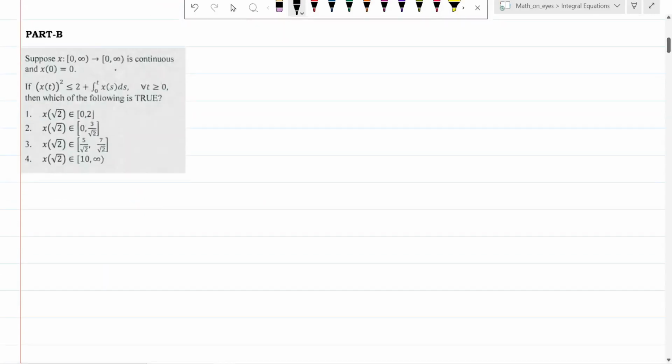The first question: suppose x is a continuous function and x of 0 is equal to 0. It satisfies this inequality. Then we have to find the range of x of root 2. Now we solve the problem by Leibnitz rule.